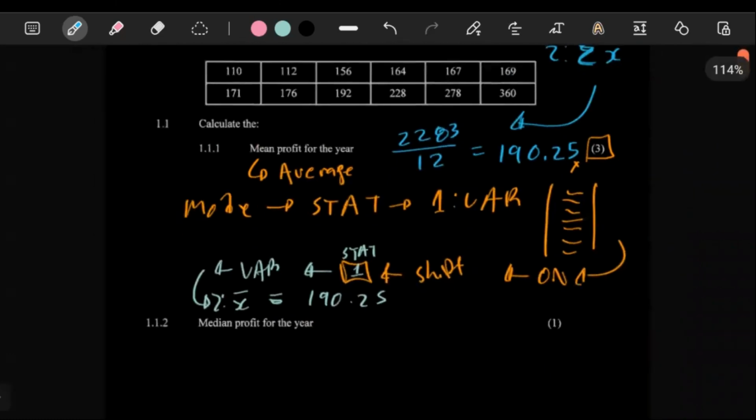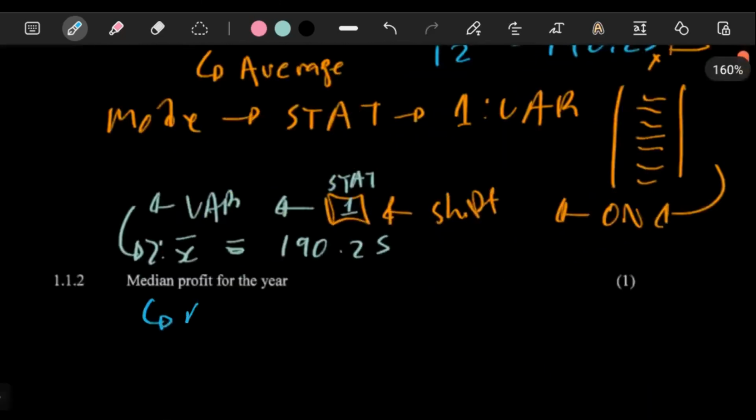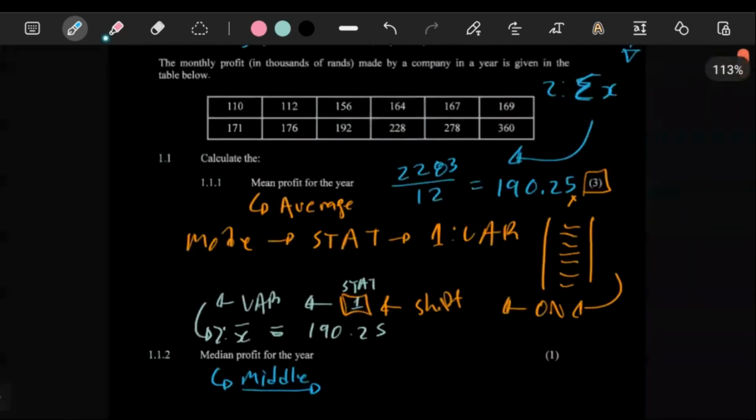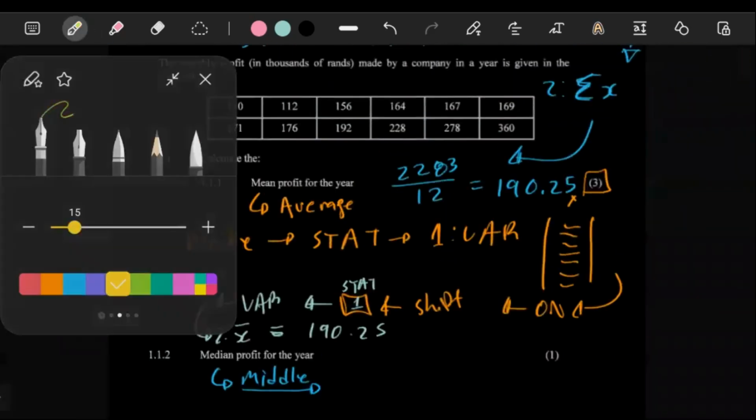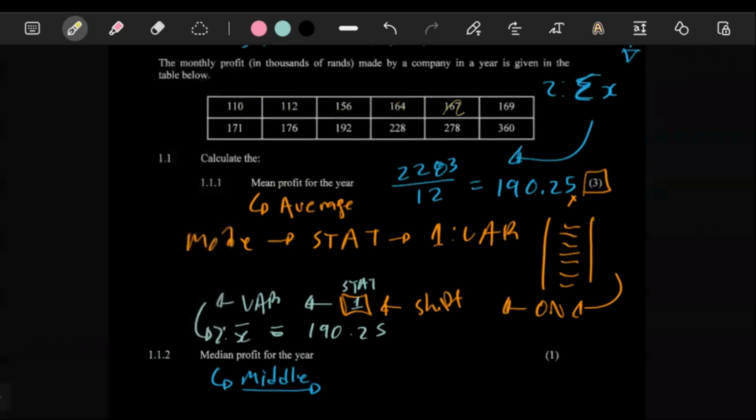So the median is going to be the value in the middle, okay? It's literally the value in the middle when you look at your data from smallest to biggest. Now the only issue is that if you're looking at your data, you have 2 values in the middle, because here you have number 1, 2, 3, 4, 5, 6, and then from the back end here 1, 2, 3, 4, 5, 6, you see.